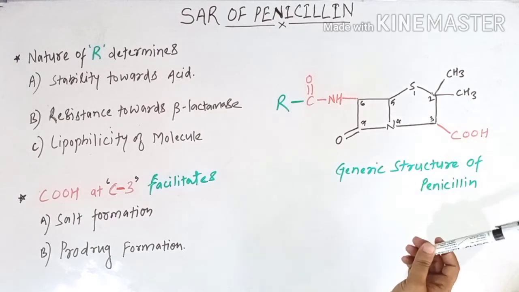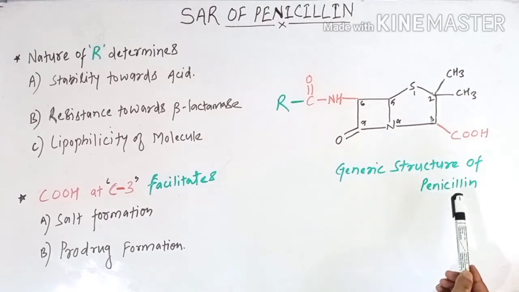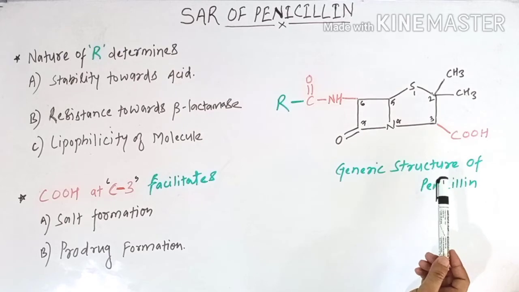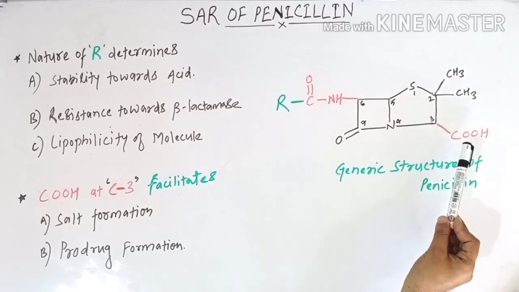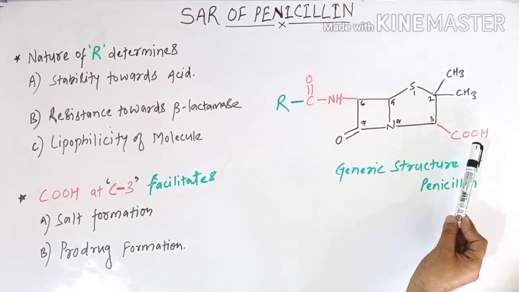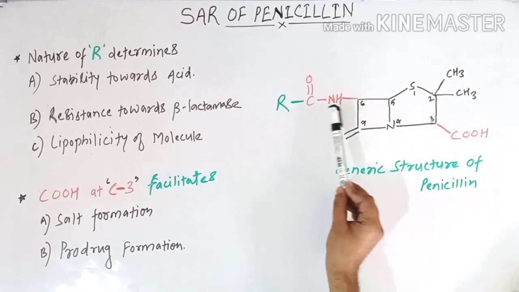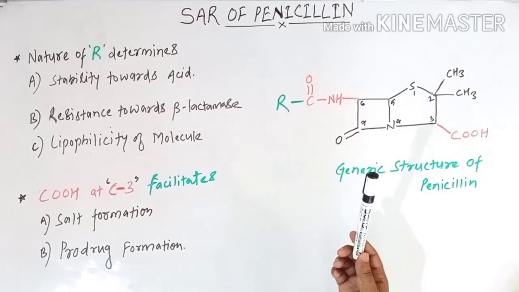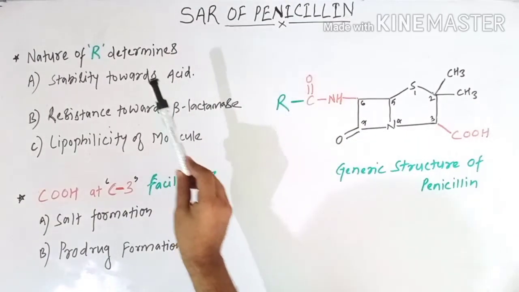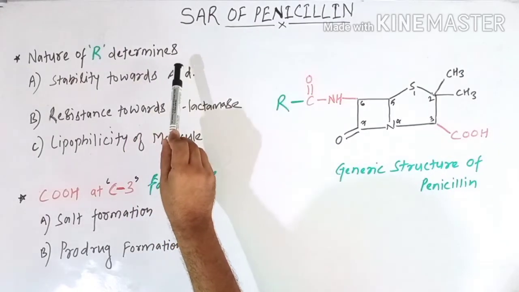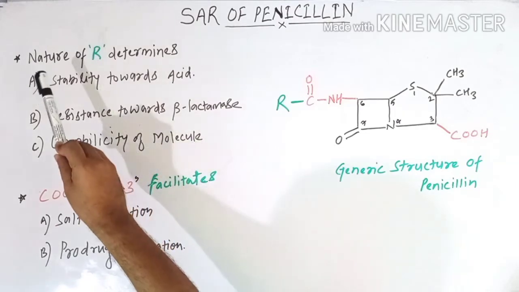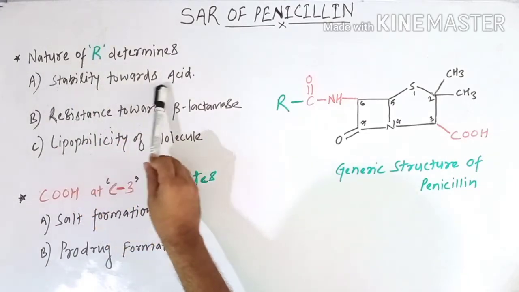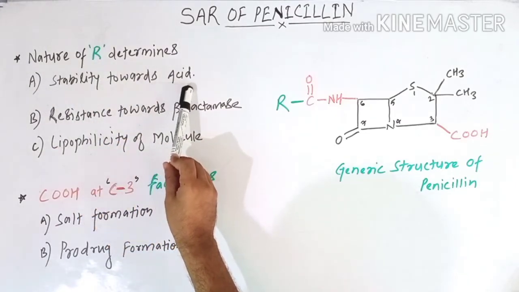So penicillin has this general structure, and this penicillin has 2 points where chemical modification is possible. The first is your carbon 3 carboxyl group, and the second one is your carbon 6 acyl amino group. Now how the nature of R affects the various physicochemical properties we will see one by one. So the nature of R determines first the stability of this penicillin towards acid.